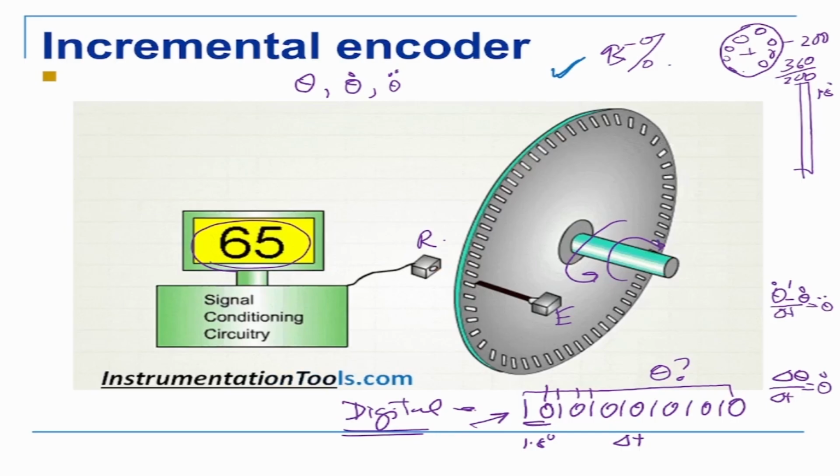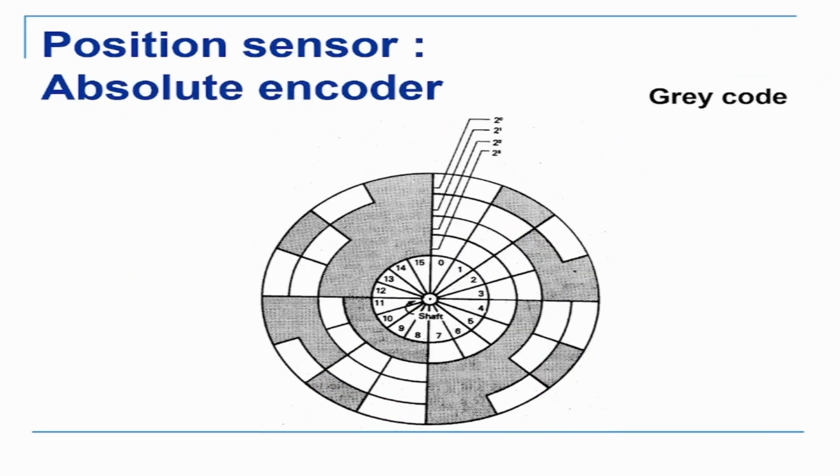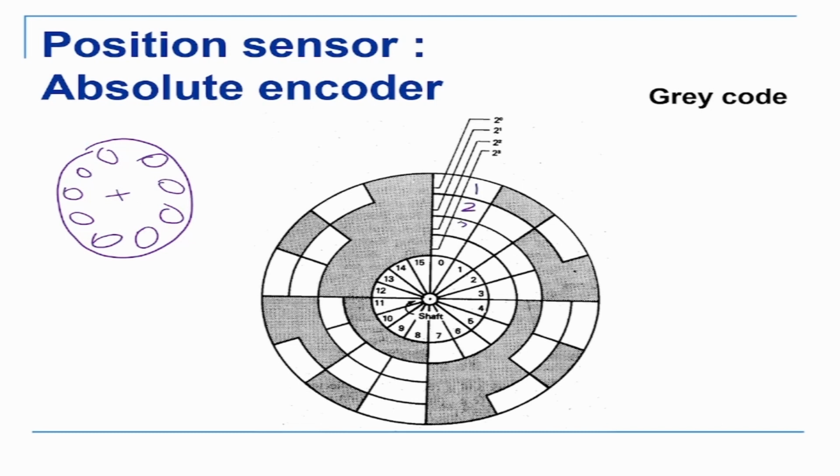So if you need absolute position, then we use this encoder, which is an absolute encoder. How it works essentially is that in the previous encoder we had only one row of holes, like this. Now in the second one, we have 4 rows. There is 1, 2, 3, 4 rows of holes. So we have 4 rows of holes, and these are the ones that give us 4-bit readings.